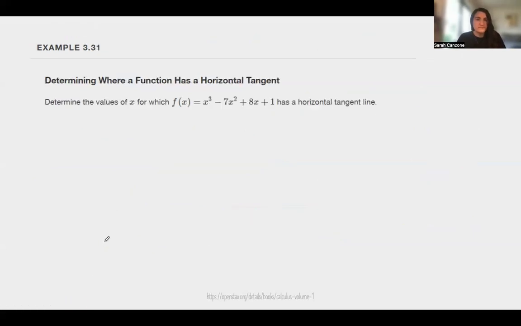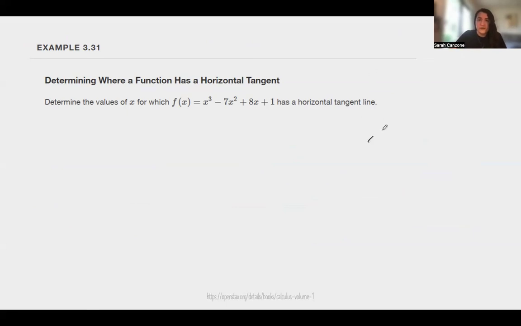All right. Now we're going to look at something that we're going to come back to later on this semester. So this is a very important idea. Determine which of the values for x has a horizontal tangent line. This is something that I've mentioned a couple of times. So what does it mean to have a horizontal tangent line?